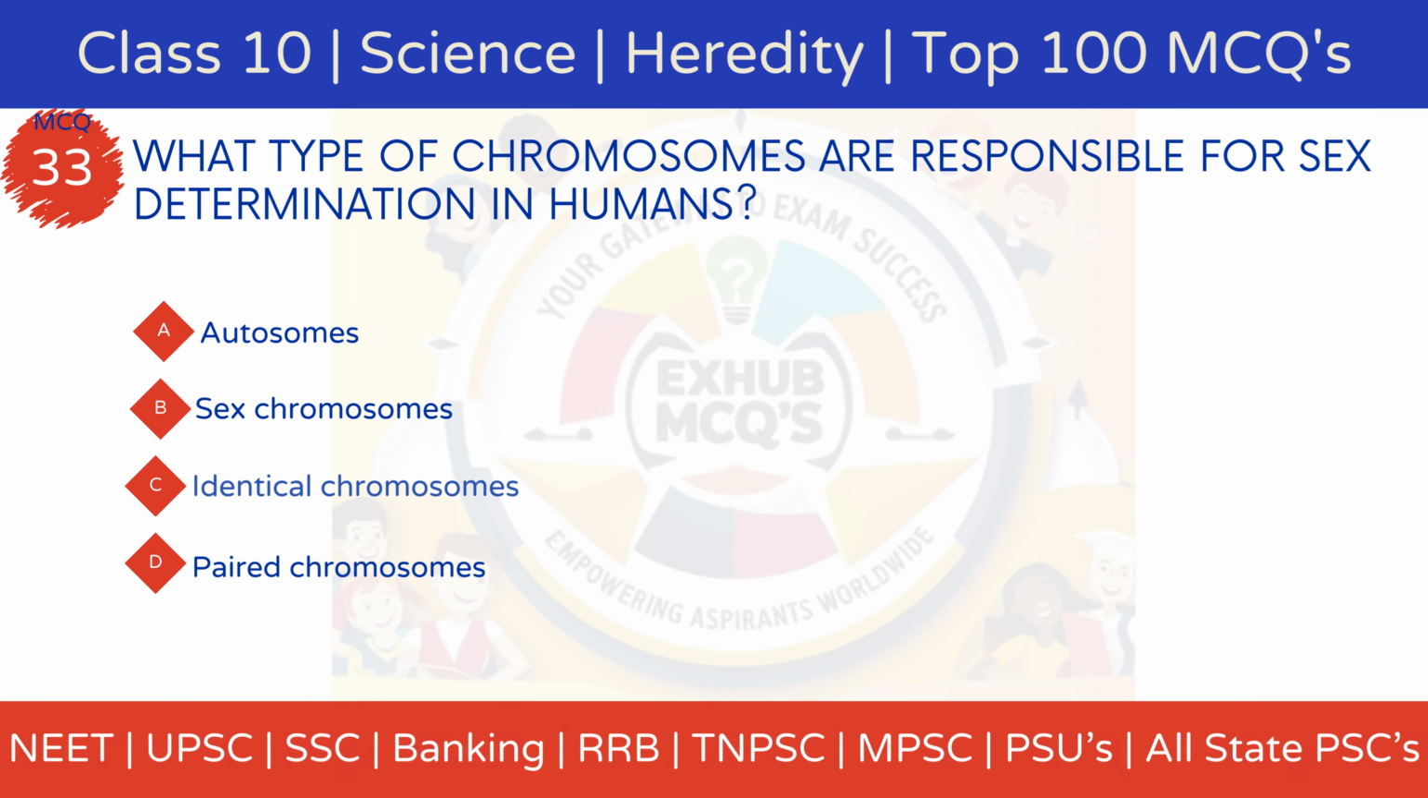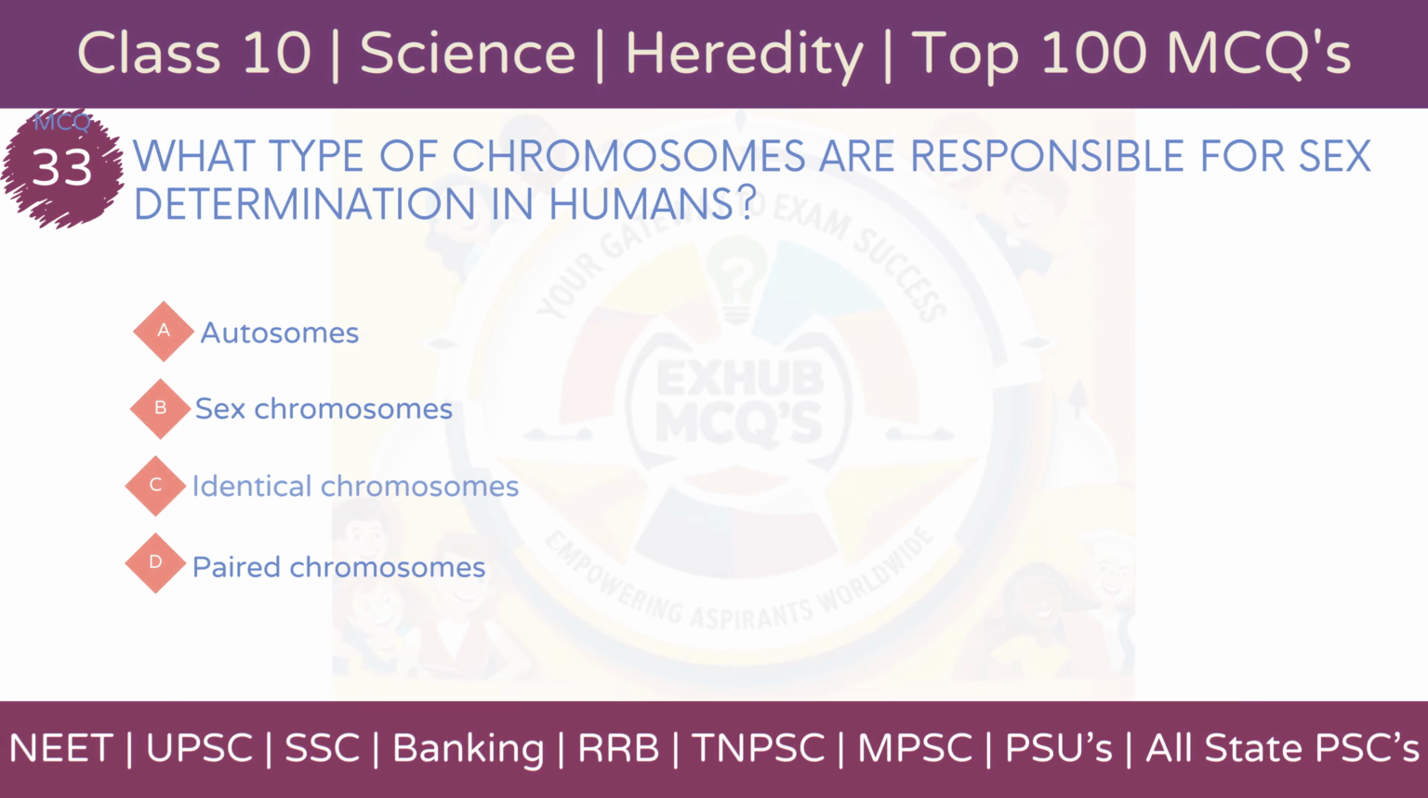MCQ 33. What type of chromosomes are responsible for sex determination in humans? Option A, autosomes. Option B, sex chromosomes. Option C, identical chromosomes. Option D, paired chromosomes.